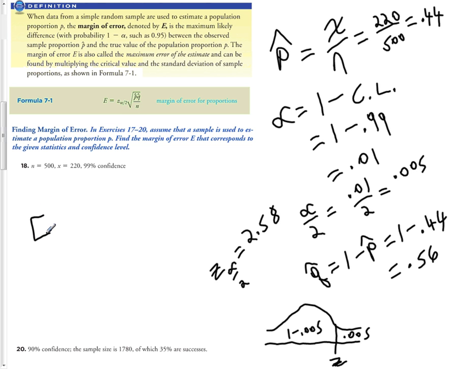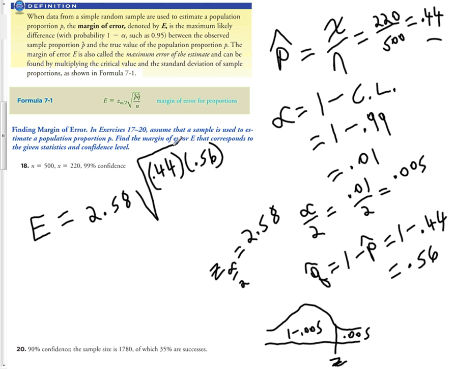I found everything I need to calculate E. So E is equal to the z of alpha over 2, which I just found to be 2.58, multiplied by the square root of p hat. P hat was 0.44, right? 0.44 times q hat, which was 0.56, all divided by n. And n in this case is 500. So let's go ahead and calculate E.